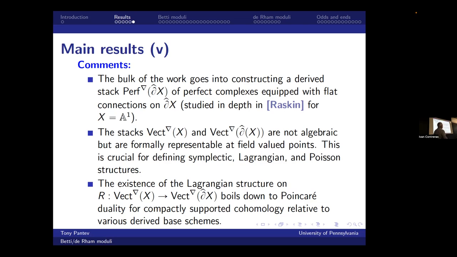And then the problem is that, as I said, these stacks are actually not algebraic. They're representable formally at field-valued points, and that's enough for us to be able to define the derived structure, the symplectic structures, the Lagrangian and Poisson structures, and construct them. But there is no real geometricity. There is no real way to reduce them to spaces and equivalence relations on those spaces, except that on the fibers, you can almost do it. So you have the dominant atlas rather than an atlas. But in the end, the existence of these Lagrangian structures always boils down to some kind of either Poincaré or Verdier duality or Lefschetz duality for spaces with boundaries.